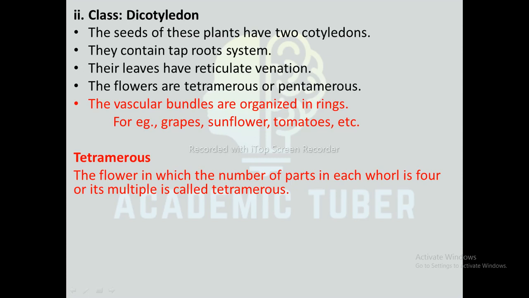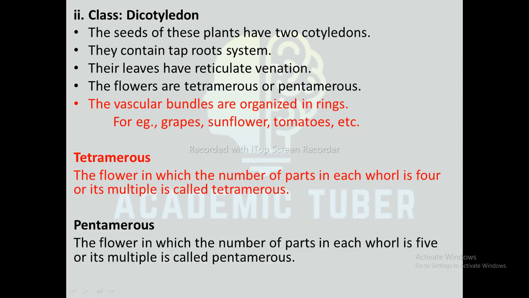Tetramerous. The flower in which the number of parts in each whorl is 4 or its multiple is called tetramerous, and similarly pentamerous. The flower in which the number of parts in each whorl is 5 or its multiple is called pentamerous.